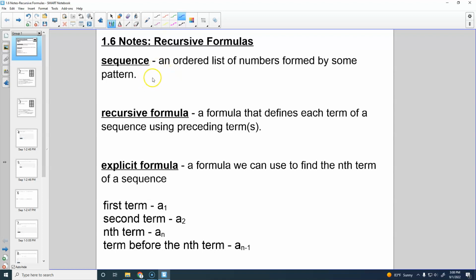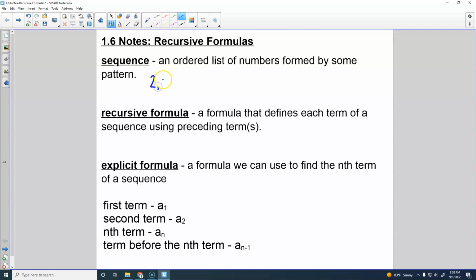So since very early grades, you have been seeing patterns like this, 2, 4, 6, 8, and so on. Maybe you were asked to fill in the rest of the pattern. So that is a sequence. So any list of numbers formed by a pattern is a sequence. A recursive formula is going to be a formula basically that tells us that pattern. It's a formula that defines each term of a sequence using preceding terms. So we'll look in more detail about that here in a moment.